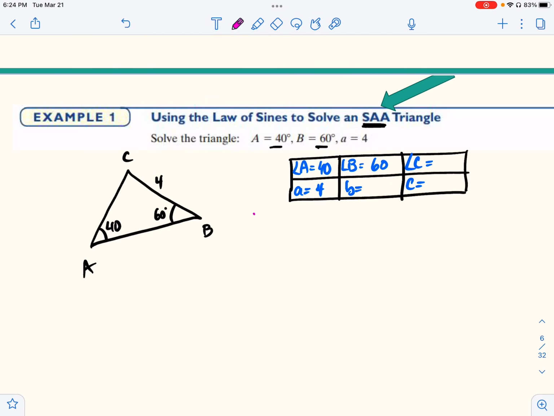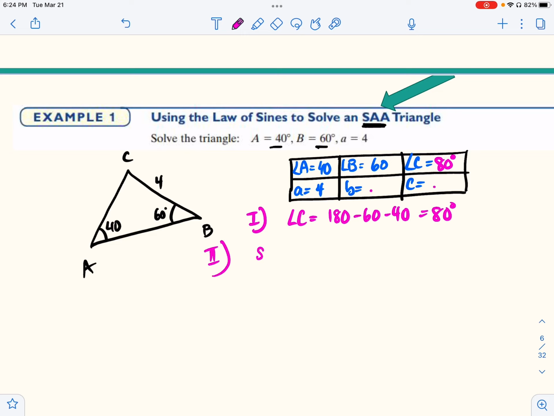So clearly the first step is to find angle C. And angle C would be equal to 180 minus 60 minus 40. That turns out to be 80 degrees. That was a piece of cake. We are done solving that. Second step would be to find side B and then find side C.